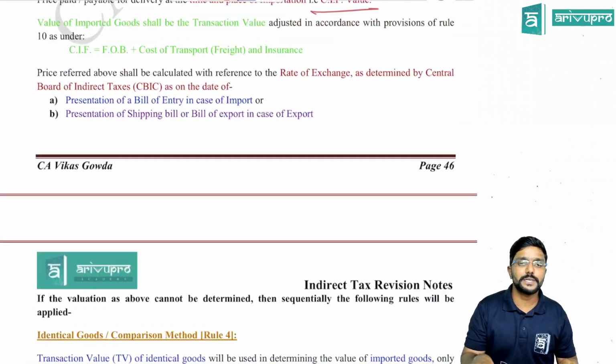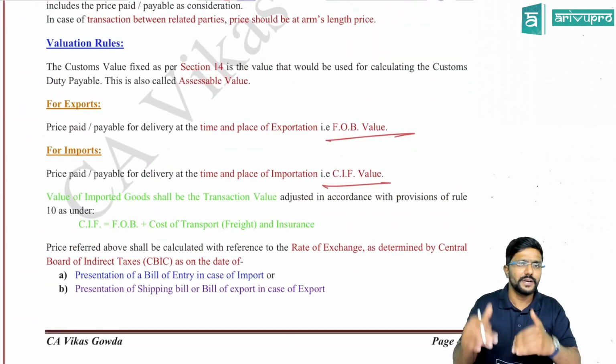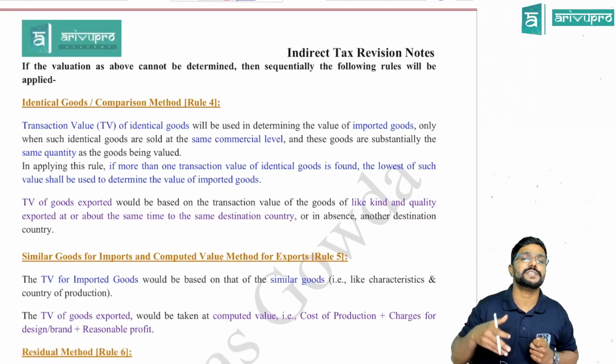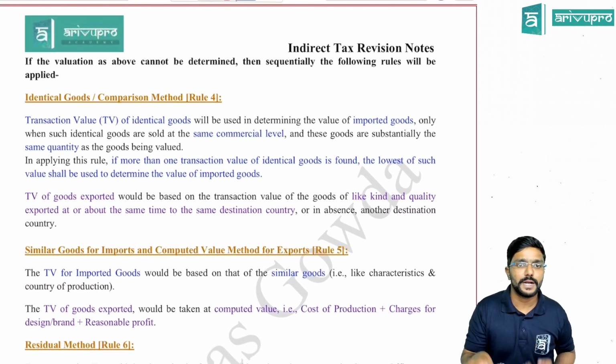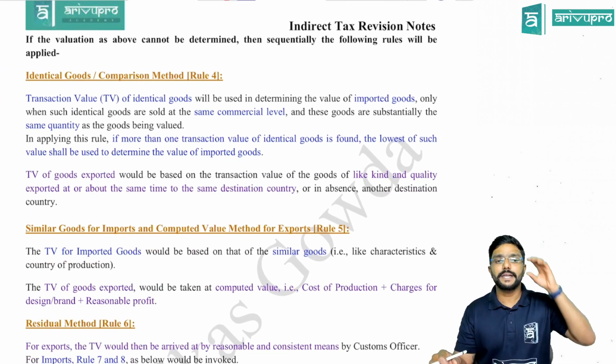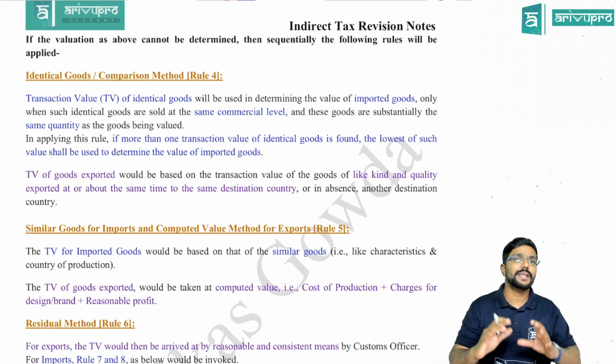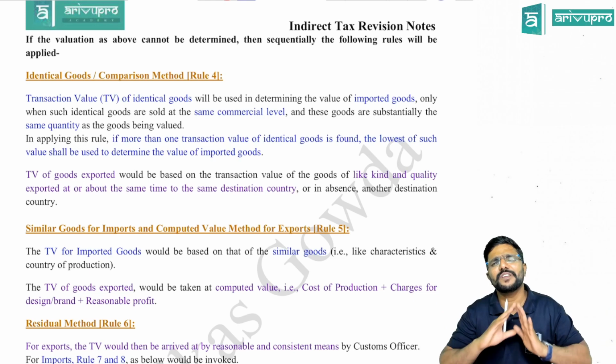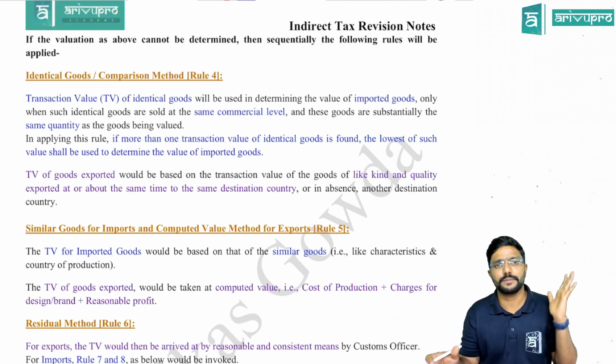Then if you cannot determine the value of supply, or here we will call it the transaction value or assessable value as per section 14, then we will apply the rules in the following sequence. In the same sequence, we have to apply it. The first one is identical goods or comparison method. If you can find identical goods which are the same as whatever you have imported with respect to everything, it is same to same, copy paste.